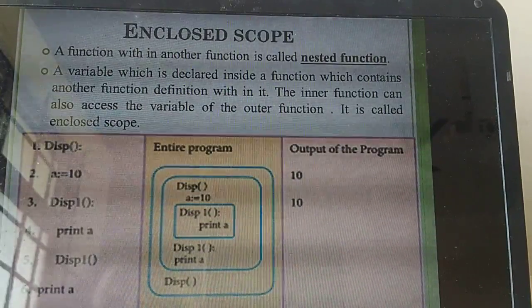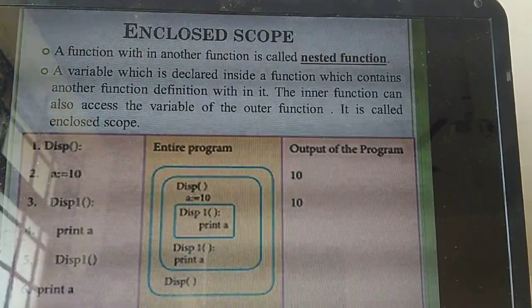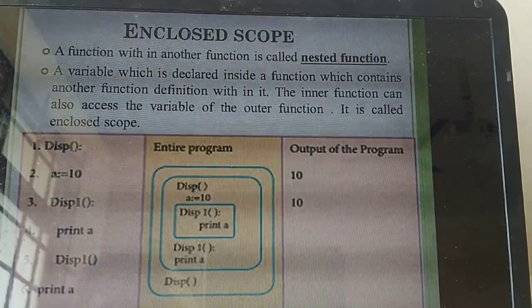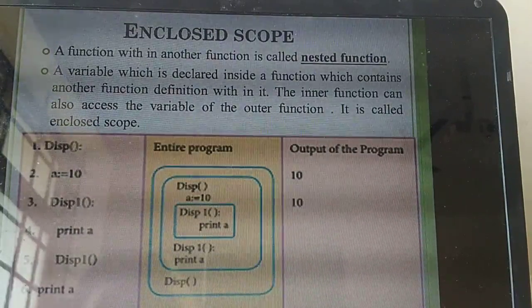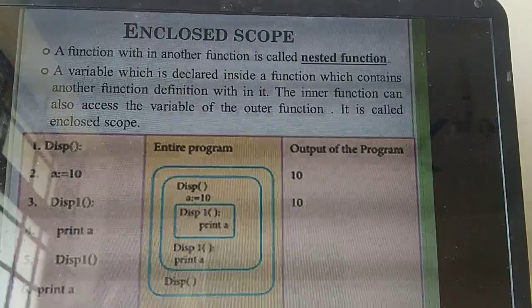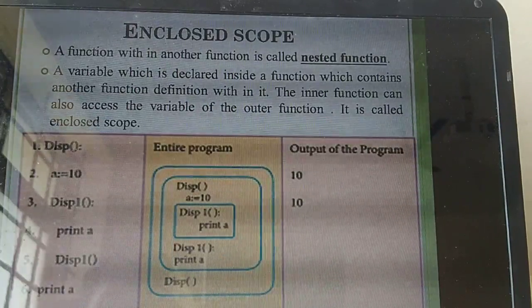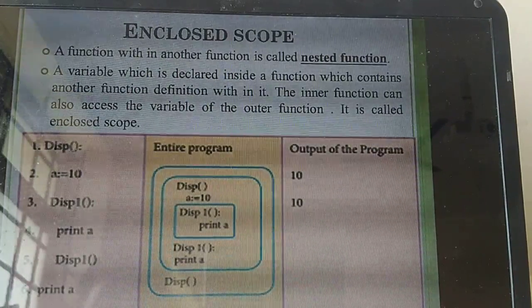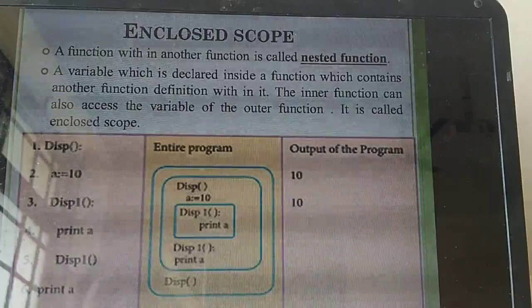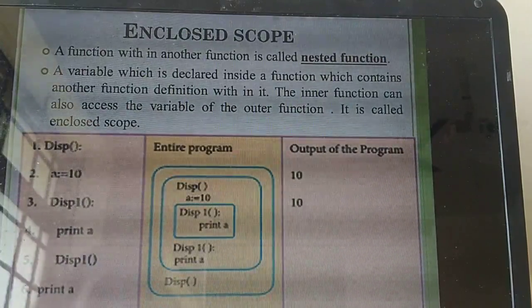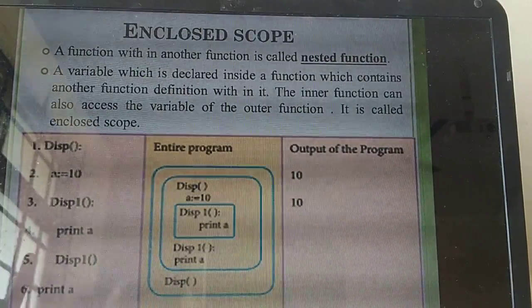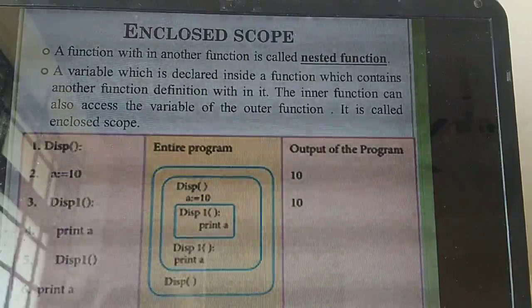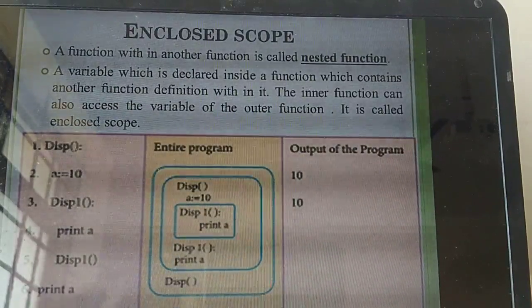Understand now? So what do you mean by enclosed scope? A function defined inside another function is called which function? Nested function. So the variable you are declaring inside the function definition, you can access inside the function as well as outside the function. It is called enclosed scope. But in this scope, surely you need to mention the word nested. That's very important here.